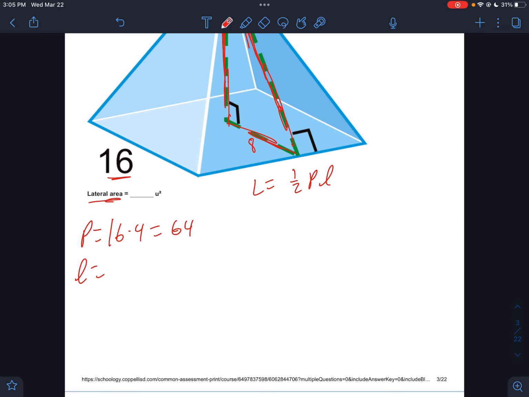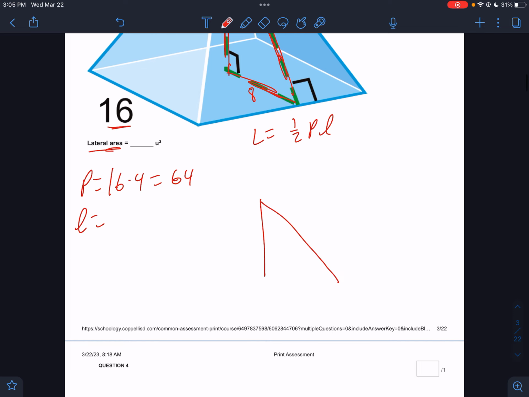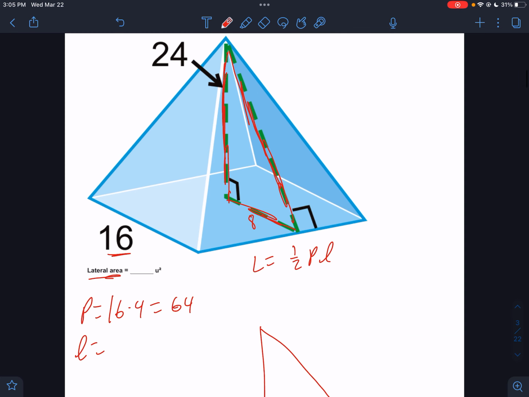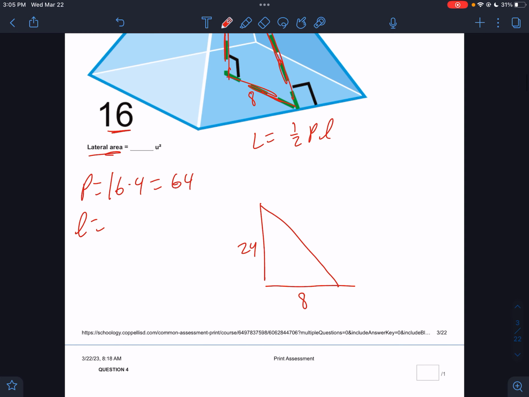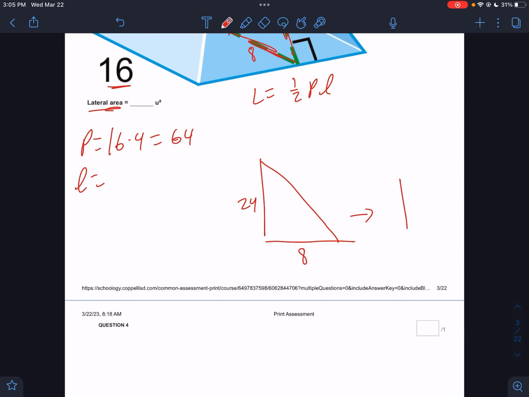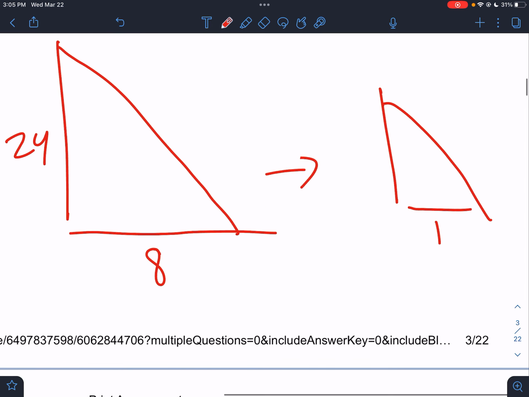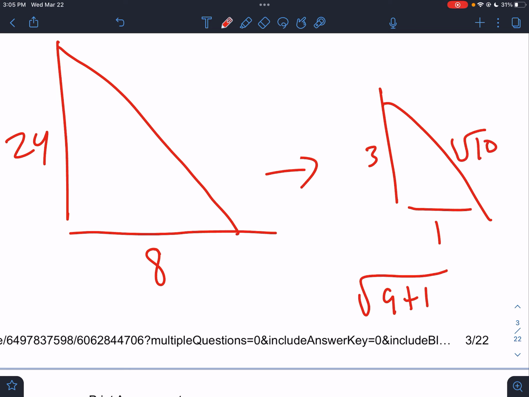The slant height we got to get. We got to do this right triangle that has 8 and 24. So what I would do is reduce those numbers, divide by 8, that would be 1 and 3. So that would be 9 plus 1. This would be the square root of 10. Multiply the 8 back in, and that's 8 root 10.